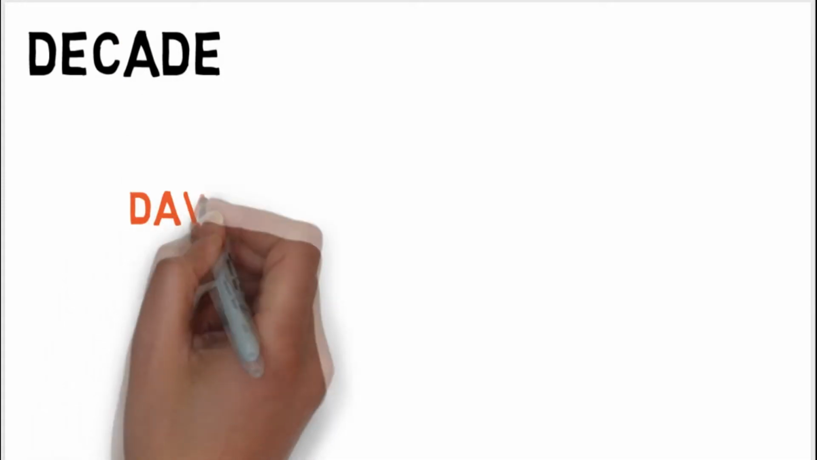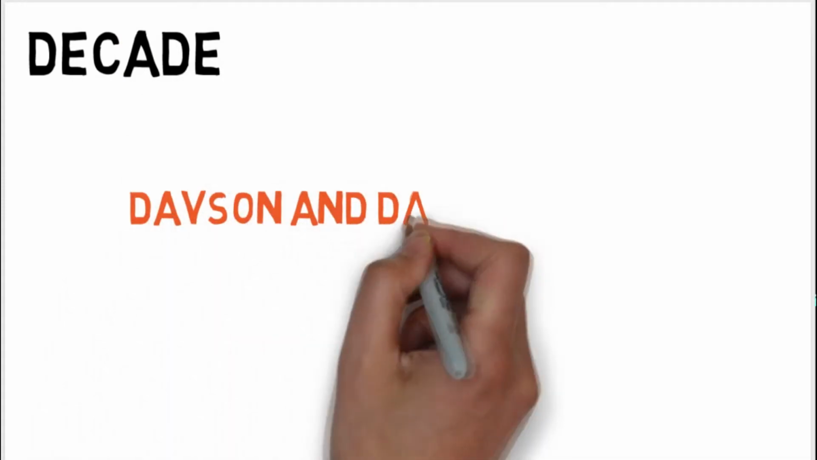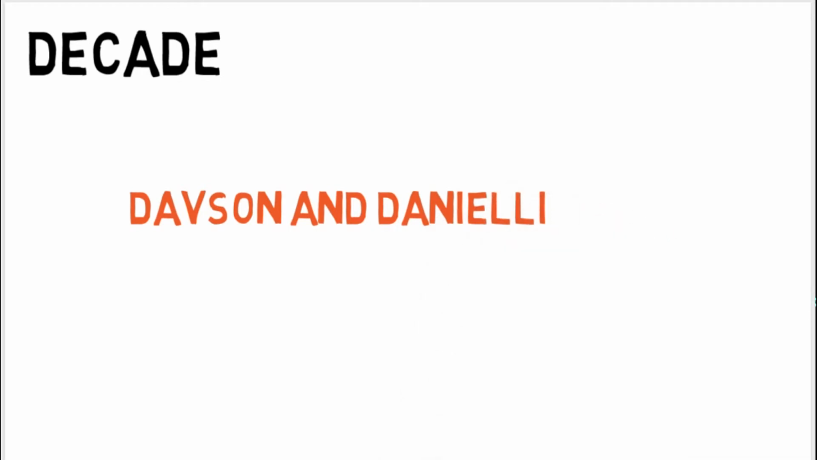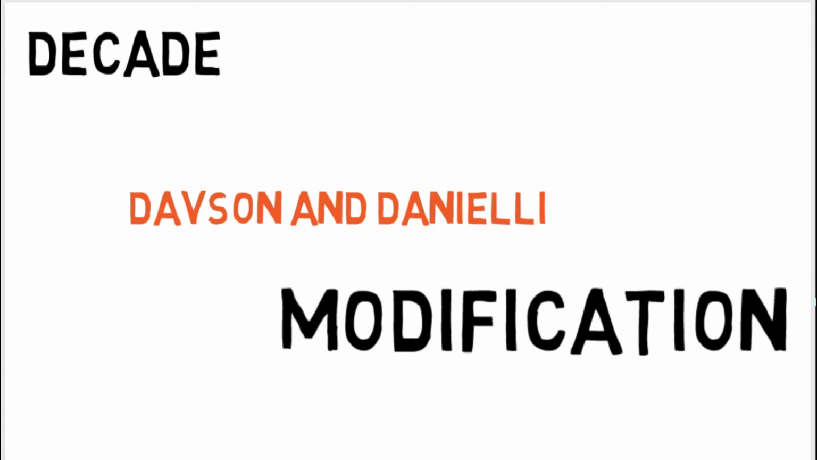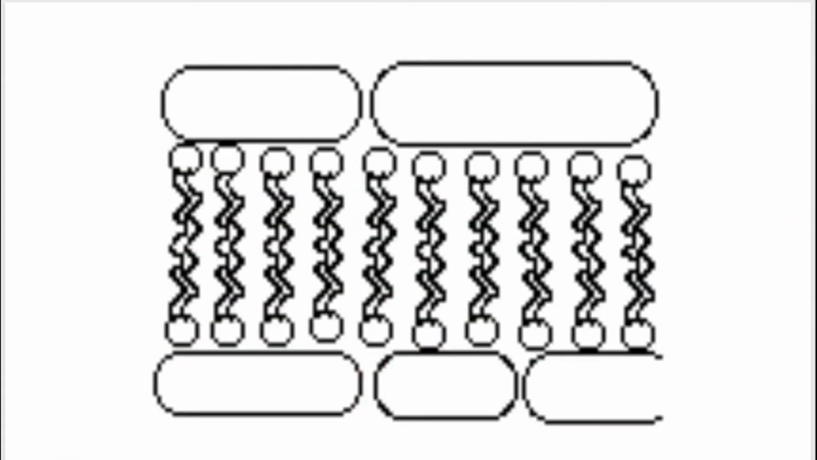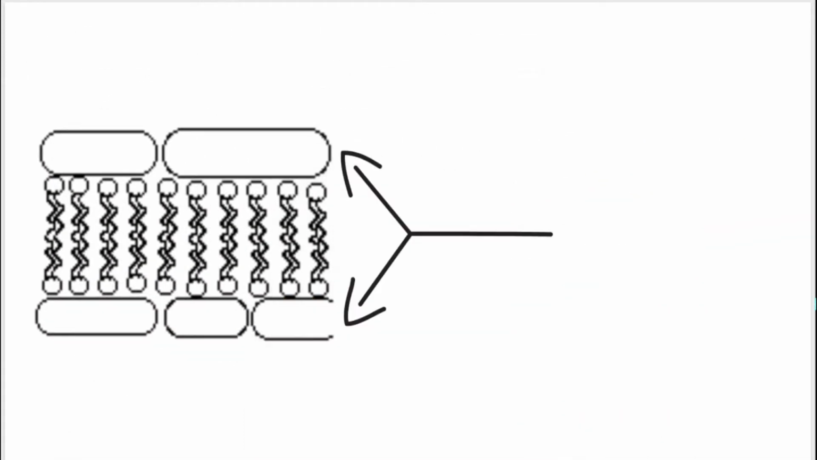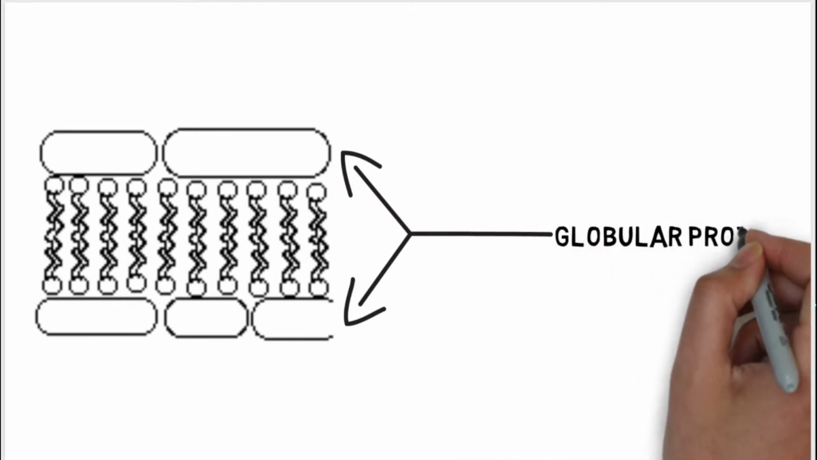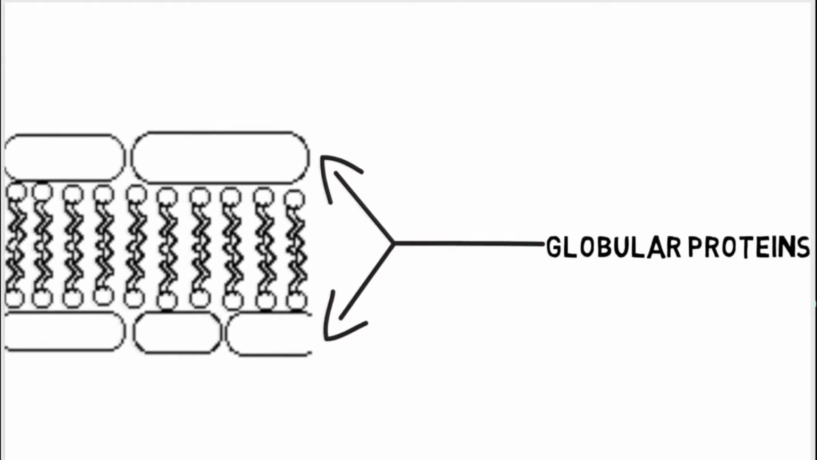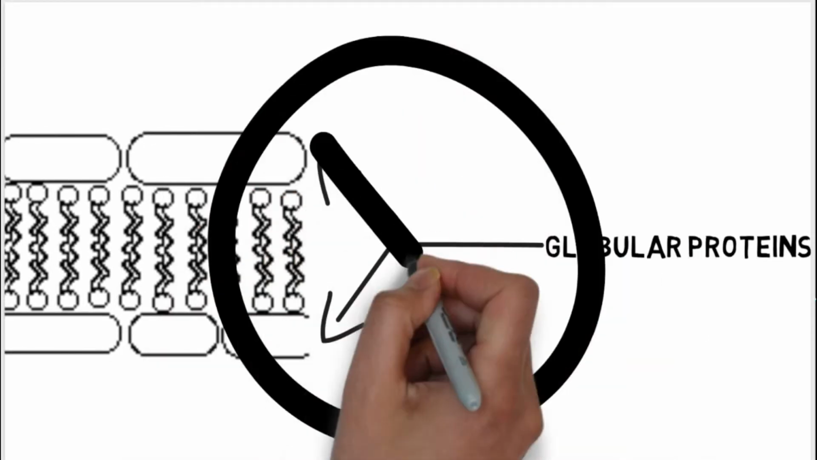A decade later, Davson and Danielli proposed a modification to this concept. In their model, the lipid bilayer was coated on either side with a layer of globular proteins. But like the many before them, their theory was also incorrect.